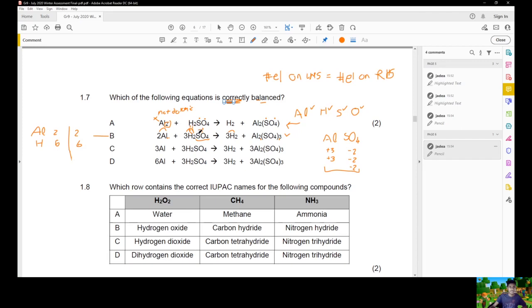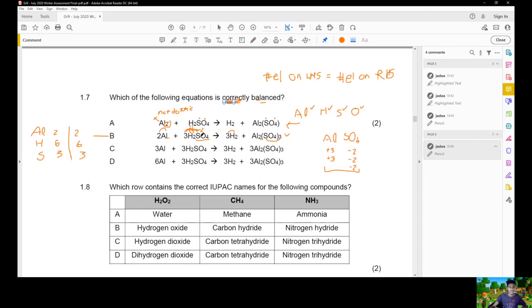If I count the sulfurs, there's 1 in the formula, SO4, but it multiplies by the 3 in front, so I actually have 3 sulfurs on the left. On the right hand side, there's 1 sulfur inside the bracket, but that small number 3 also distributes, meaning I have 3 sulfur atoms as well.